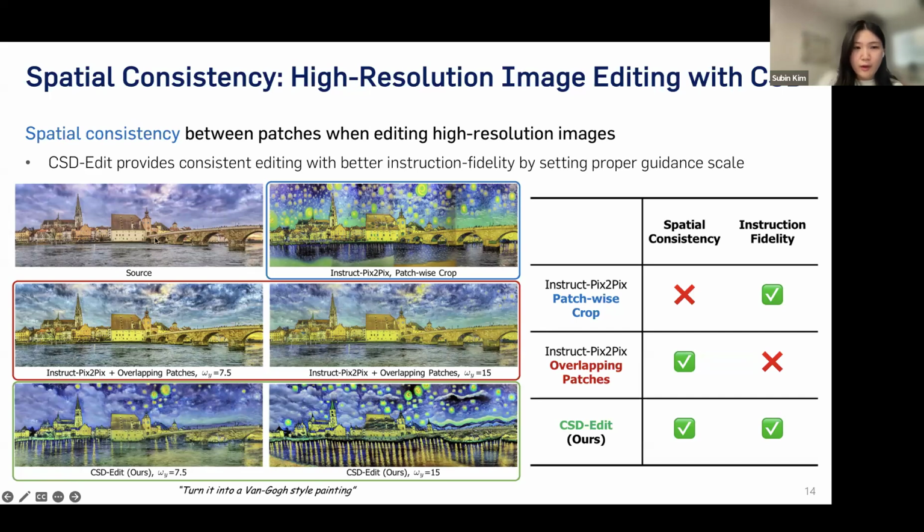But with our framework, we can turn the source image into a Van Gogh style, because we let multiple patches communicate during optimization. Without our framework, the guidance from each patch is diluted by the others, so it cannot follow the given prompt.